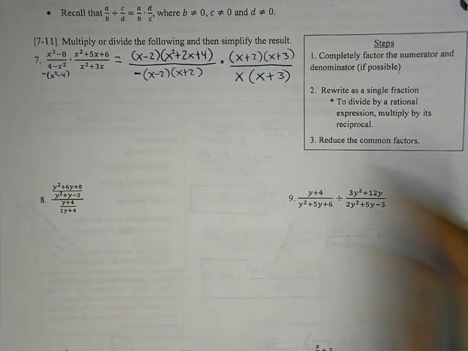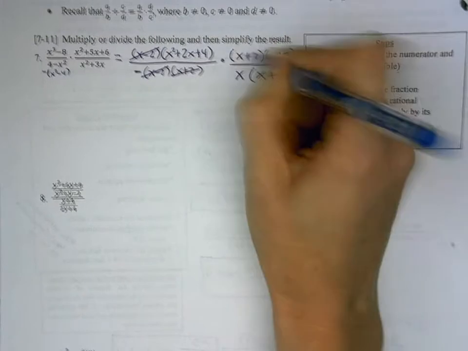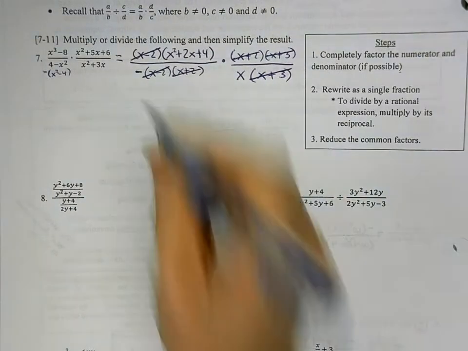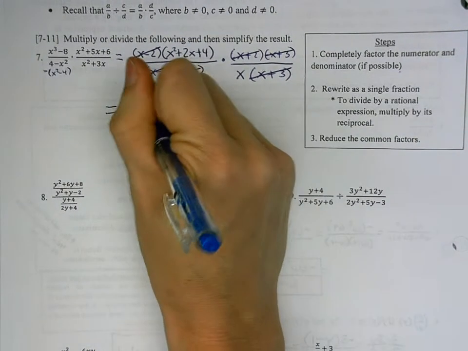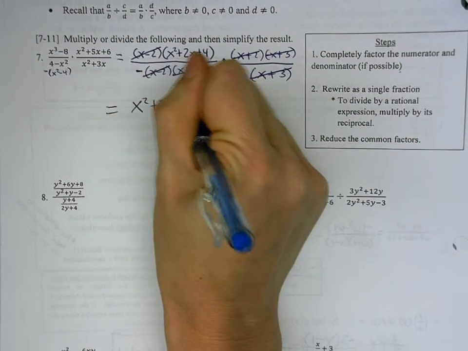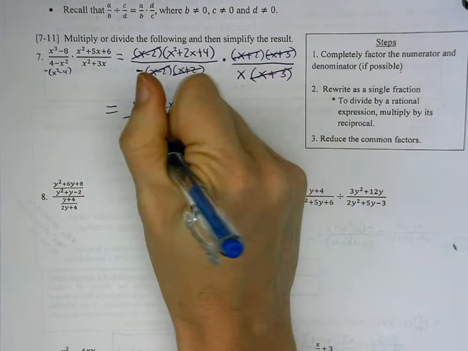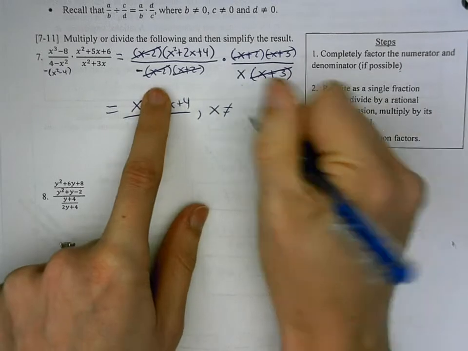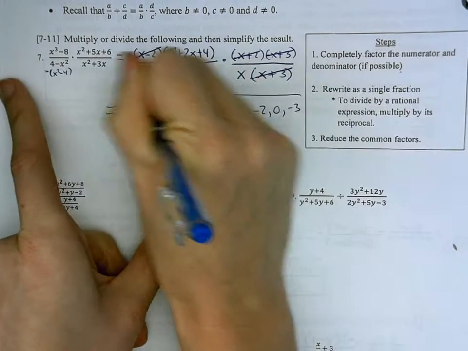Okay, so multiplying these together, the x minus 2's would cancel, my x plus 2's would cancel, my x plus 3's would cancel, and I'd be left with an x squared plus 2x plus 4 on top, and a negative x on bottom, with all those excluded values we identified at the beginning: 2, negative 2, 0, and negative 3.